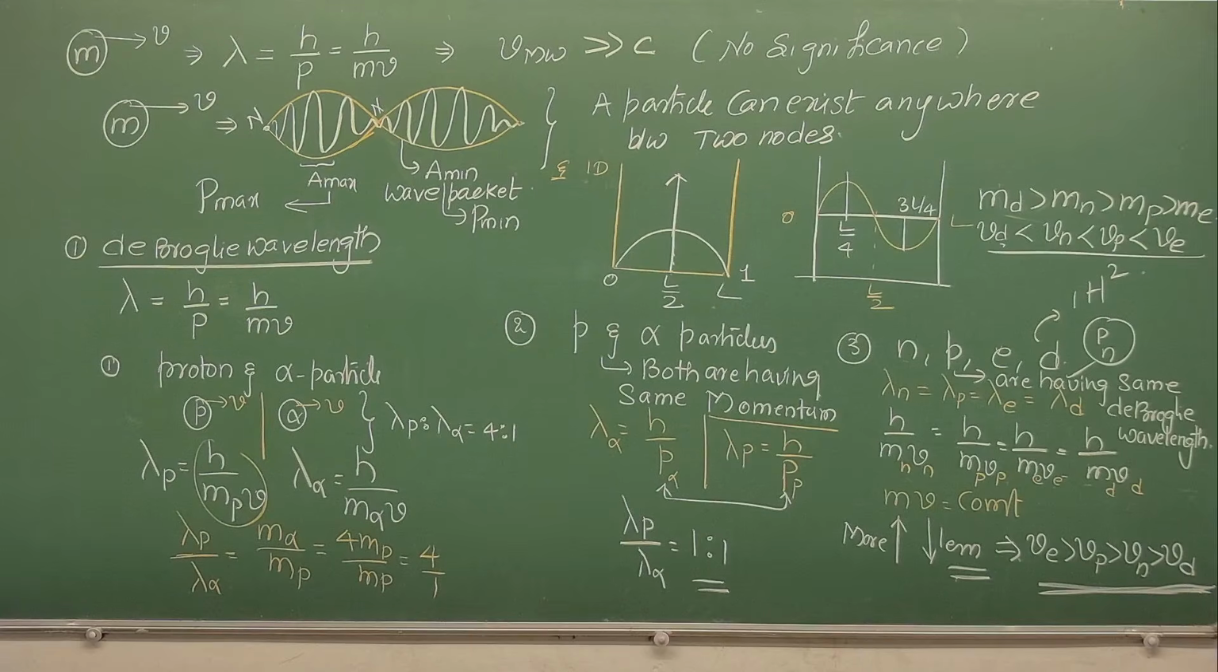More energy, more velocity, both are the same, na. Kinetic energy. So what? V square.